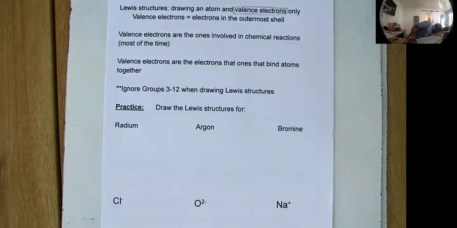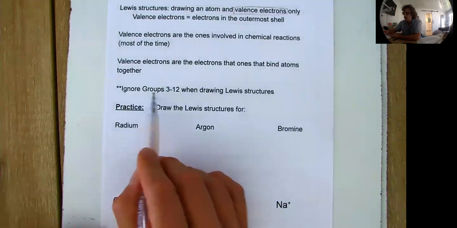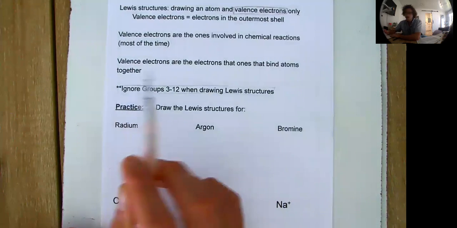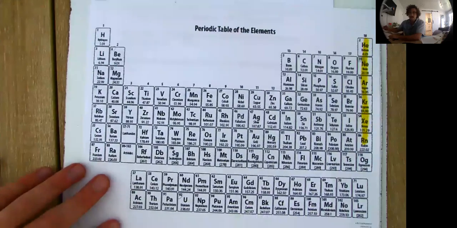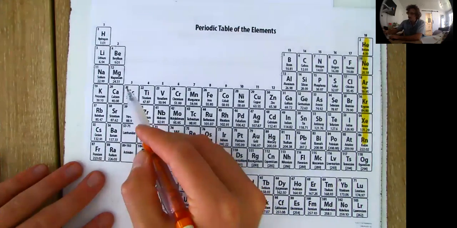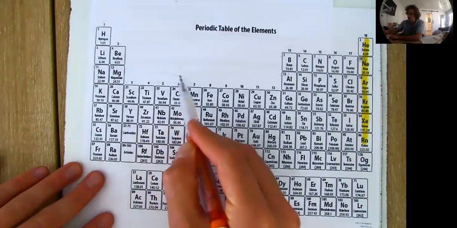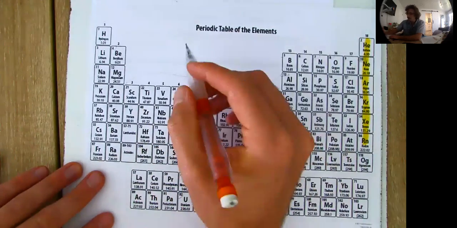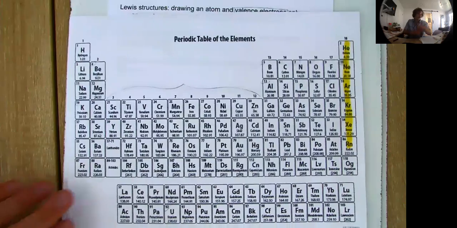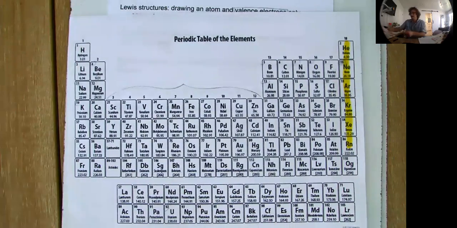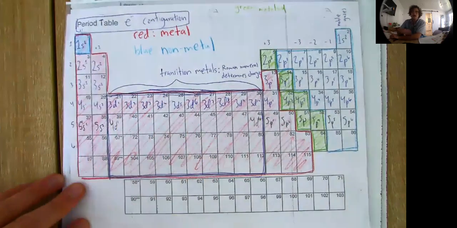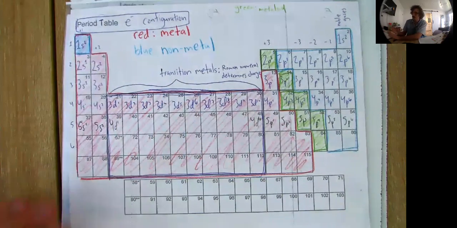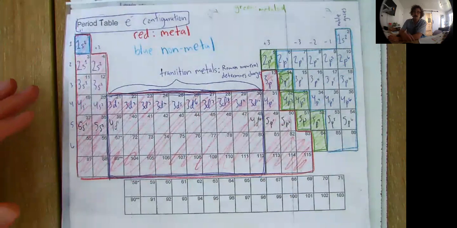We're going to ignore groups 3 through 12 when drawing Lewis dot structures. What do I mean by groups 3 through 12? That's this whole section right here. They're called the transition metals, and I'll show you this periodic table. That whole middle section has different rules for Lewis dot structures, but all the other elements, you can follow the same rules.